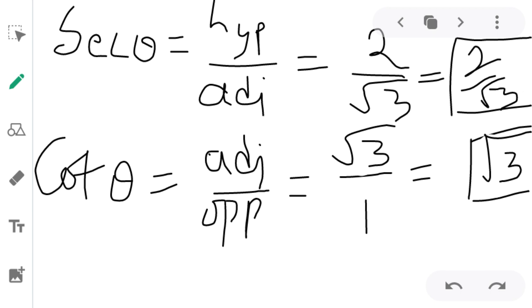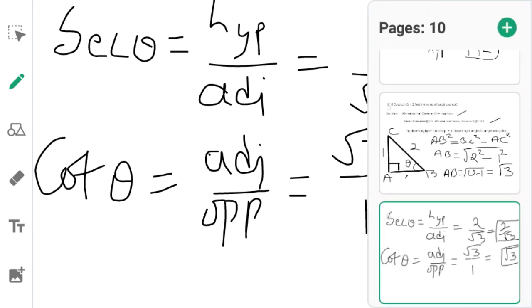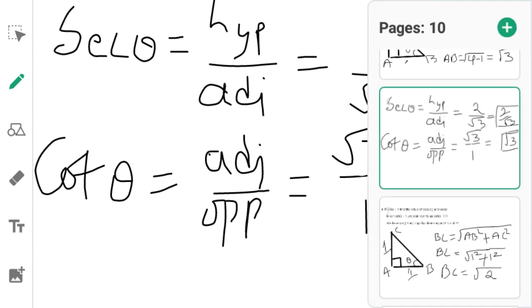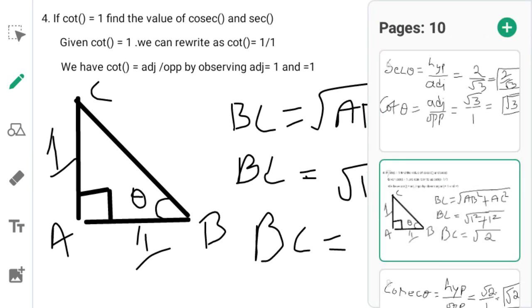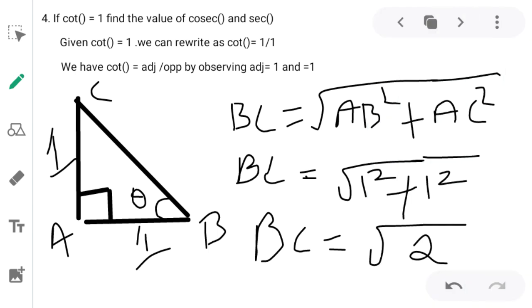Secant theta equals hypotenuse by adjacent. By the diagram, we find hypotenuse is 2 and adjacent is root 3. So 2 by root 3 is the value of secant theta. And we know cot theta is adjacent by opposite. So by the diagram, we find the adjacent is root 3 and opposite is 1. So cot theta equals root 3. In this way, we can find the values of some secondary functions also.